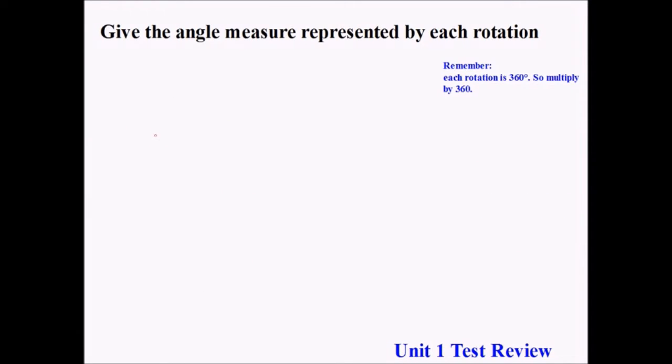This one, I really don't focus on too much. You know that each rotation is 360 degrees, so if I say, give me the angle measure represented by 2.5 rotations, that means that we're going to go around 2 full times and another half time. So all you do is multiply 2.5 times 360. And lo and behold, you have 900 degrees. Next card.